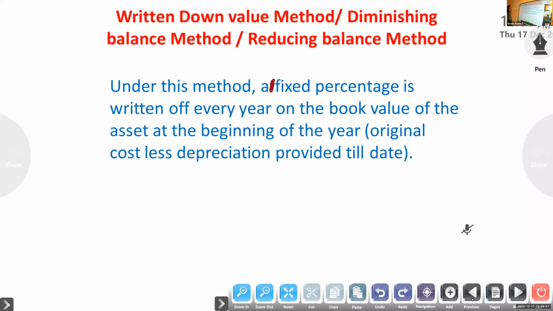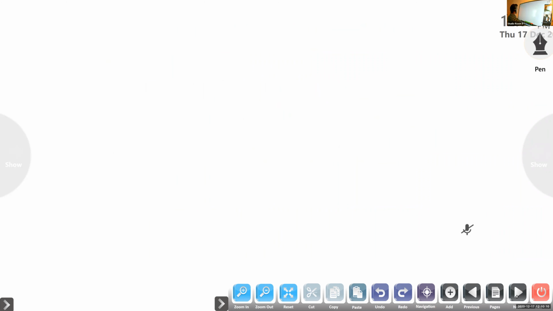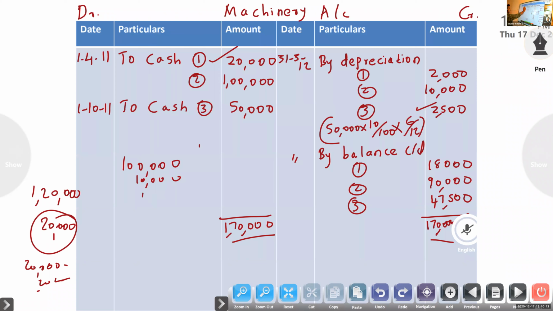Here, depreciation is calculated on the basis of the book value of the asset. It is easy. I will tell you with the same question. Book value means balance b/d. Suppose I take the same question, 20,000. In the first year, depreciation is on 20,000 only.